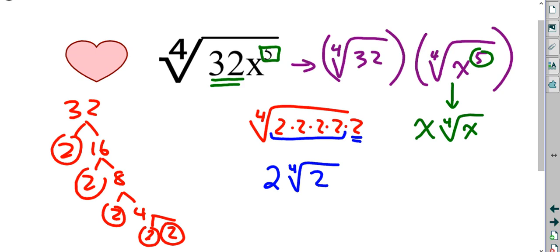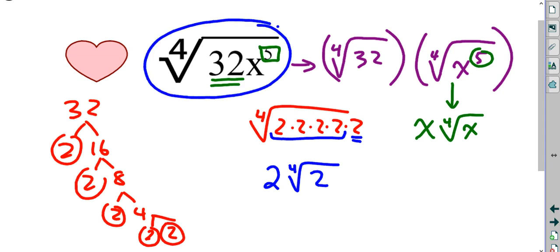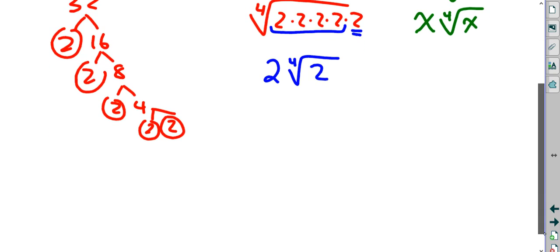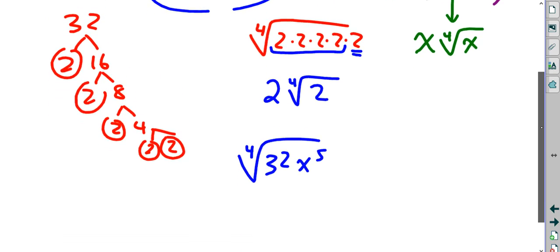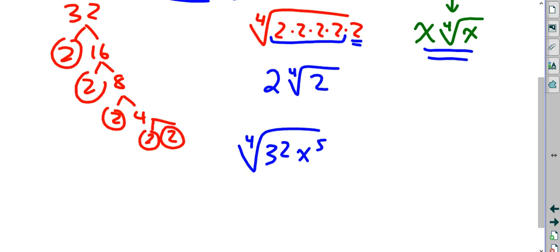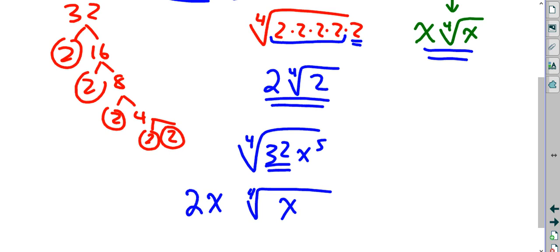So when we're looking at this, now I separated it to try to make it easier for you to understand. But now that we can understand what we're doing, let's just bring this down a little bit. All right, so we have the 4th root of 32 x to the 5th, right? Is that what it was? Okay. We already know that with x to the 5th, an x got to come out, and an x was left behind. And for the 4th root of 32, the 2 got to come out, and a 2 was left behind. So this is our final answer right here.